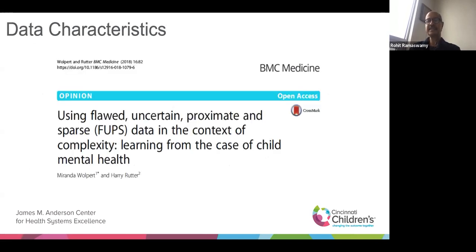And this is, as we look at some of the complexity literature, something that we read a lot. In the complexity literature, this is called FUPS: flawed, uncertain, proximate, and sparse data. And that is the reality. The reality is that there's a lot of things going on. There are a lot of different actors. There's a lot of heterogeneity. And so the data that you necessarily get is incomplete.